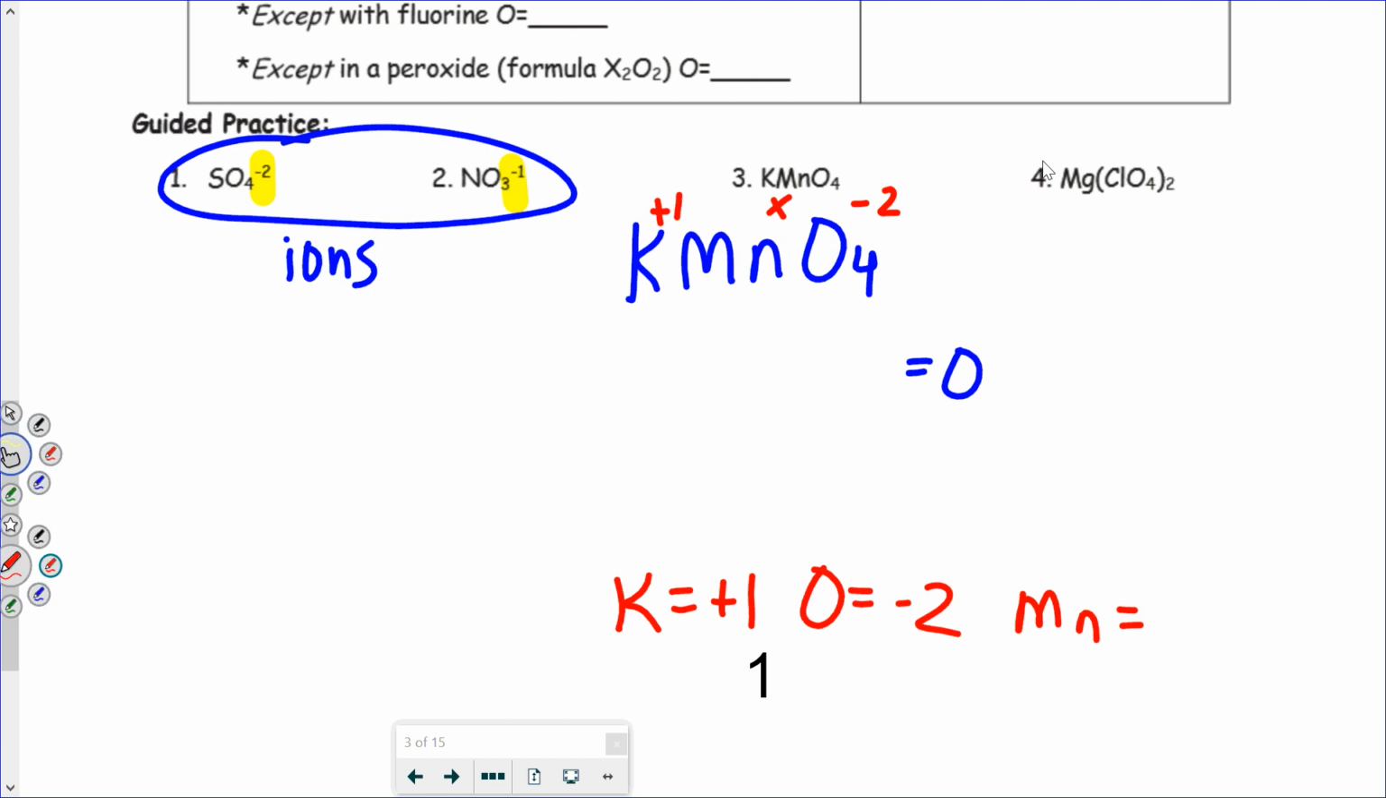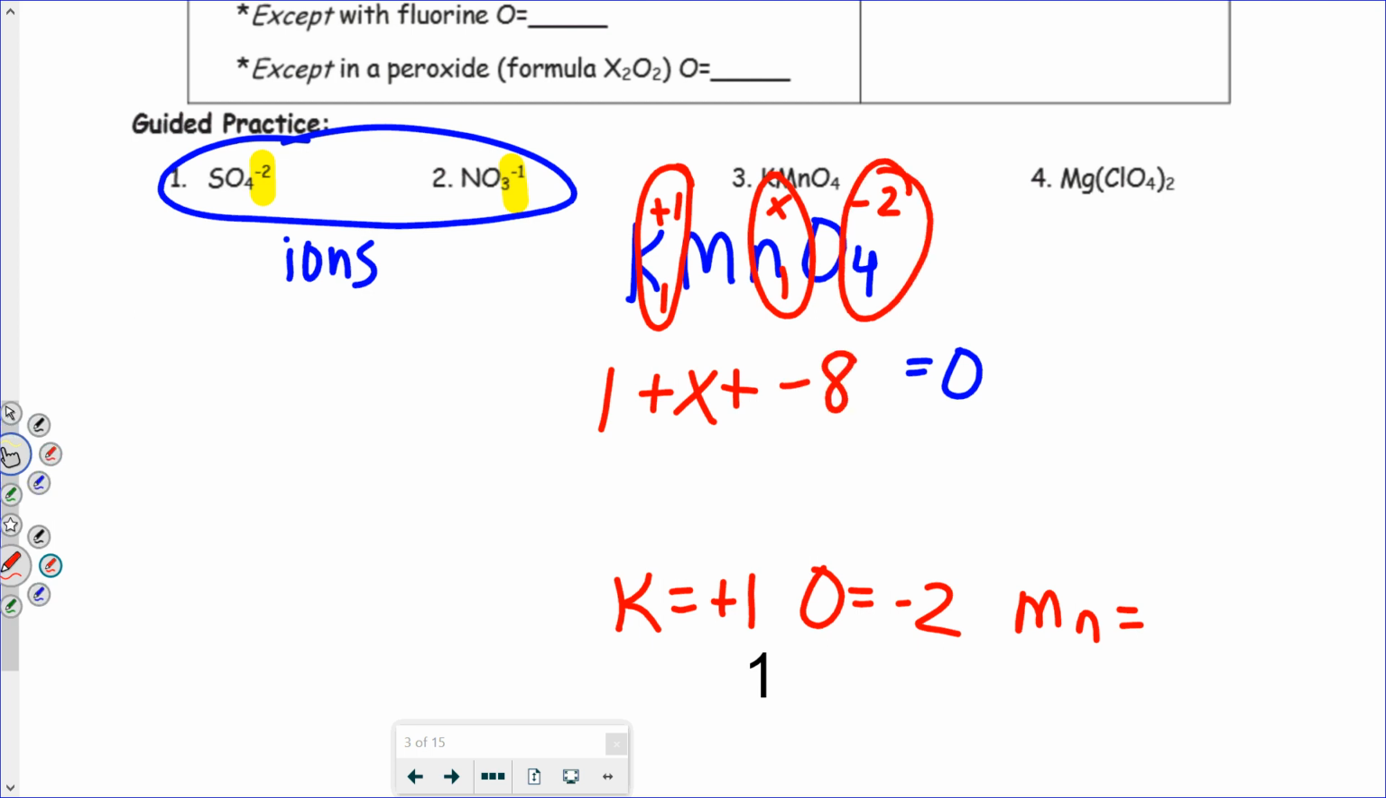So if they asked you to find all of them, you're going to find all of them. In this case, I want to know each element. Okay, so I have 1 potassium with a charge of +1. I have 1 manganese with a charge of, I don't know, so plus X, plus, I have 4 oxygens, each with a charge of -2. That's -8. And I know the sum of everything in that compound has to be equal to 0. So I've got 1 plus X plus -8 equals 0.